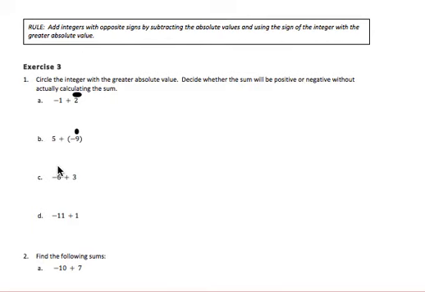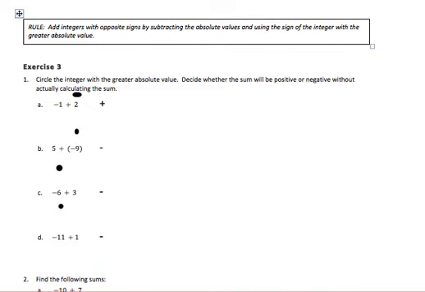In C, the larger absolute value would be negative 6, so our answer will be negative. And finally in D, negative 11 is the larger absolute value, so our answer for D will be negative. Then, just like we did in the last exercise, we're going to actually find the real sums for number 2.